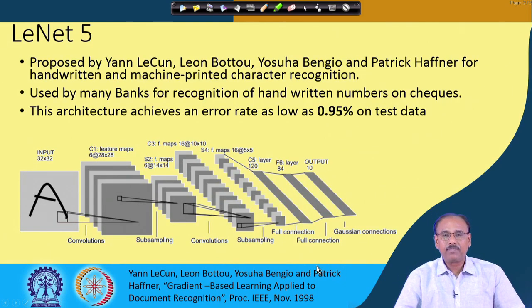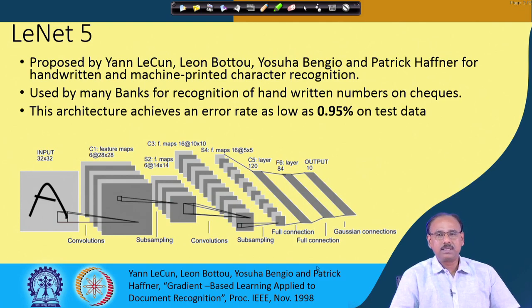The first model that we will talk about is what is known as LeNet. So, what is this LeNet? LeNet was proposed in the late 90s, in 1998, by Yann LeCun, Leon Bottou, Yoshua Bengio and Patrick Haffner, and the purpose of LeNet was to recognize handwritten and machine printed characters. It was used by many banks at that time for the recognition of written numbers on checks.